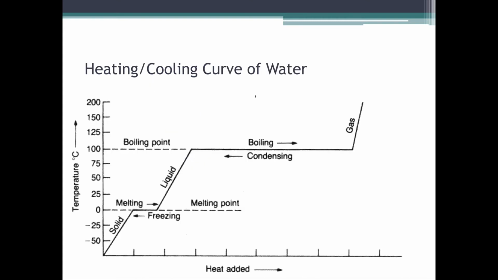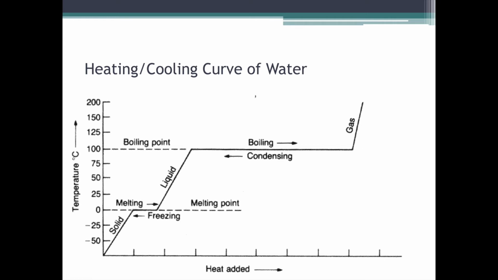Okay, here's a more detailed heating curve for water. You can see it says solid, liquid, and gas. It notes where the boiling point and melting points are. And it shows you two different arrows, melting versus freezing, boiling versus condensing. If you're looking as you add heat, that is a heating curve. You go from solid, you melt, to liquid raising temperature, boiling, and then you're at gas raising temperature.